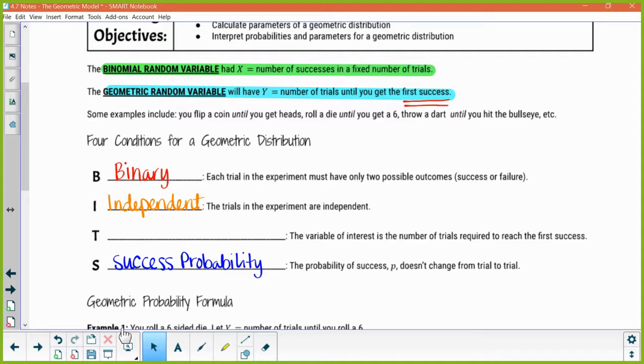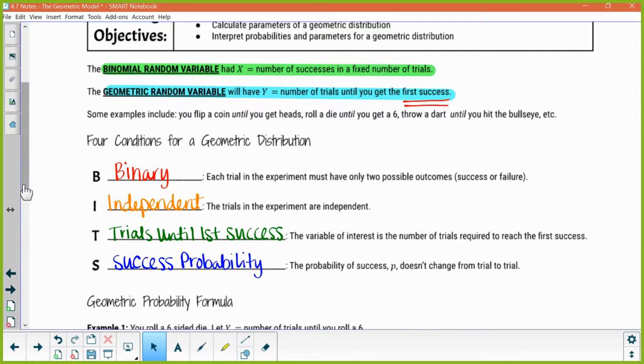Now, where it differs: before, the number of trials was constant or fixed. Now it's going to be trials until first success. So we want to know how many trials it takes until I get my goal, my success.